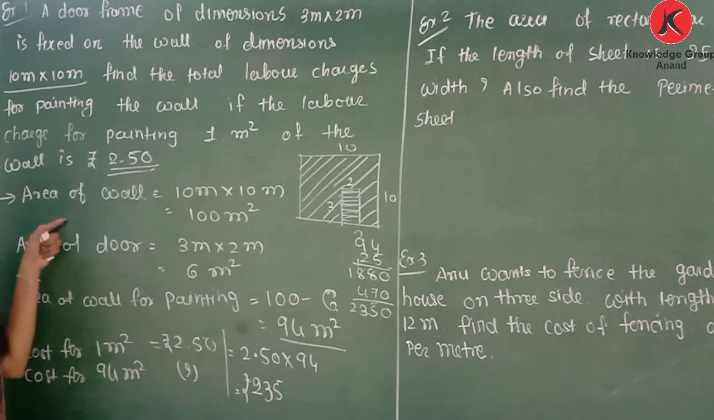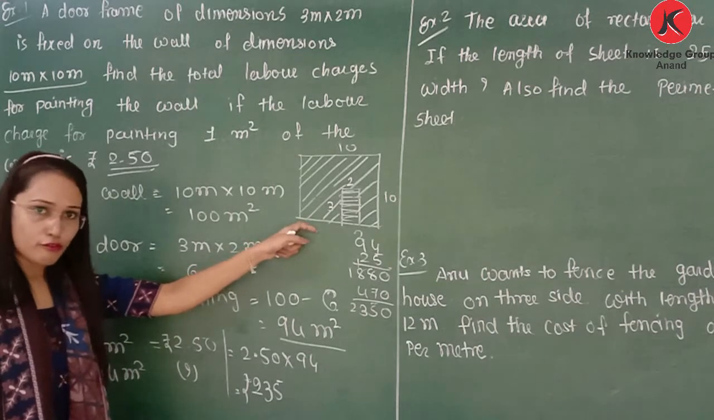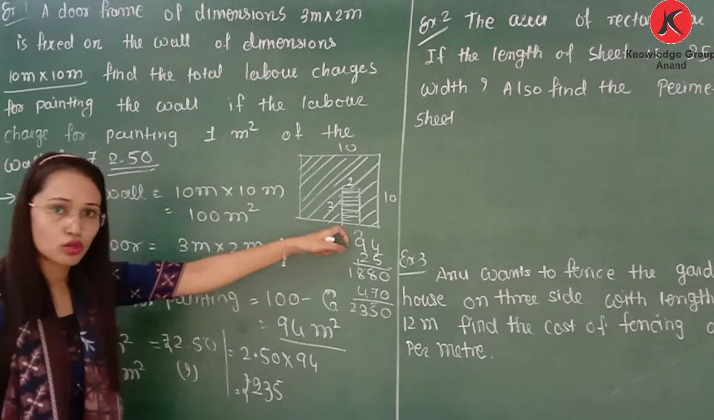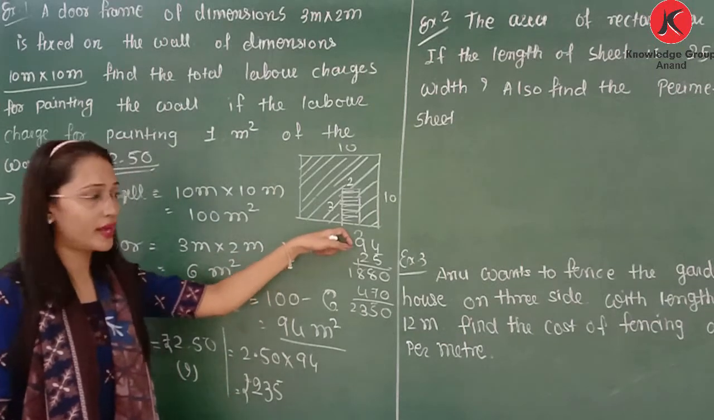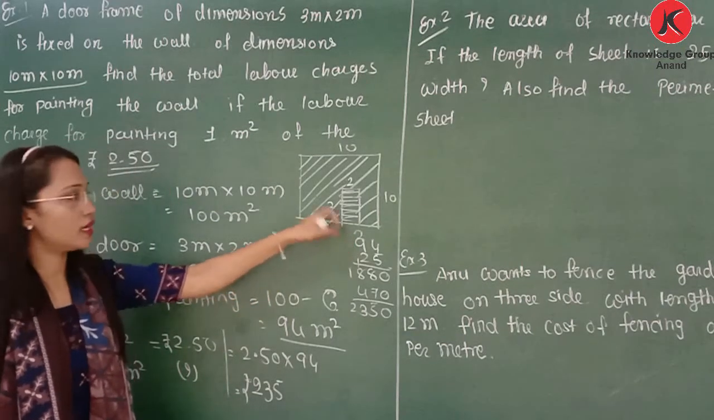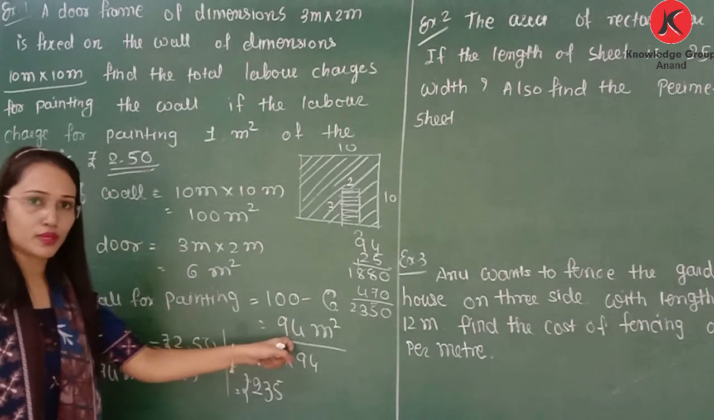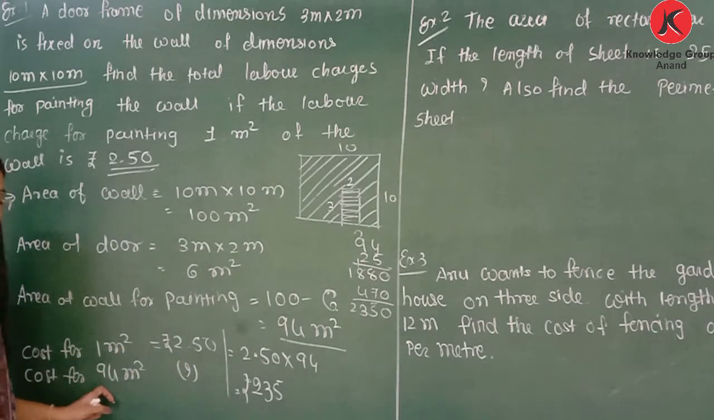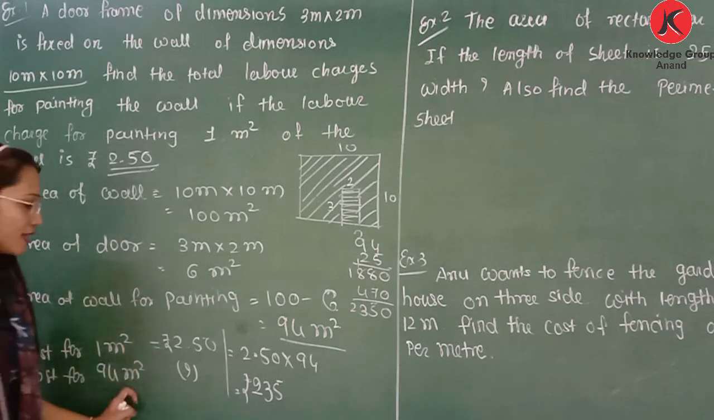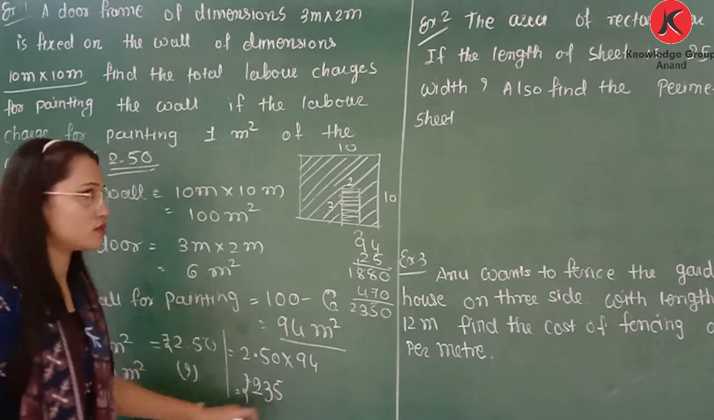Here, how can we find this answer? First we find the area of the wall, then we find the area of the door. Because we don't need to color the door, that's why we need to subtract the area of the door from the area of the wall. So we get the area for painting as 94 meter square. Now the cost for 1 meter is 2.50. So the cost for 94 is 2.50 multiplied by 94. So you will get 235 rupees.